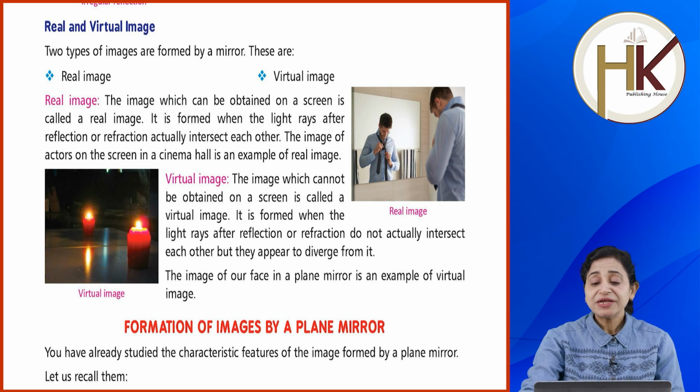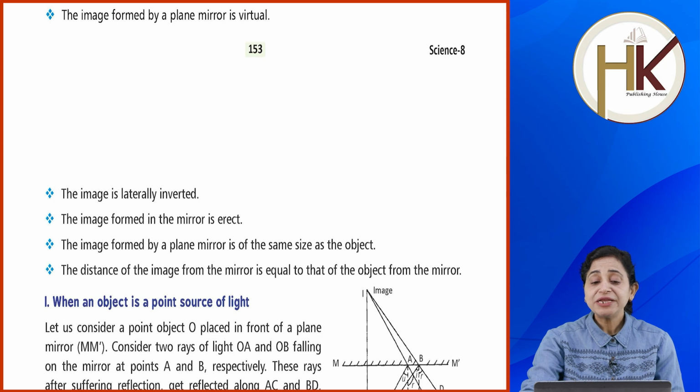Formation of images by a plane mirror. You have already studied the characteristic features of the image formed by a plane mirror. Let us recall them. The image formed by a plane mirror is virtual. The image is laterally inverted. The image formed in the mirror is erect. The image formed by a plane mirror is of the same size as the object. The distance of the image from the mirror is equal to that of the object from the mirror.